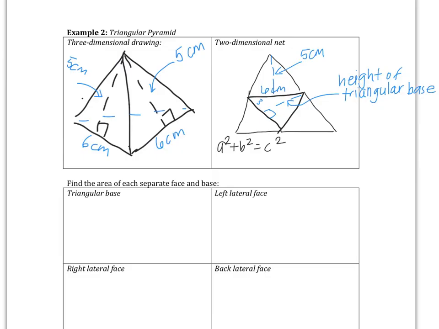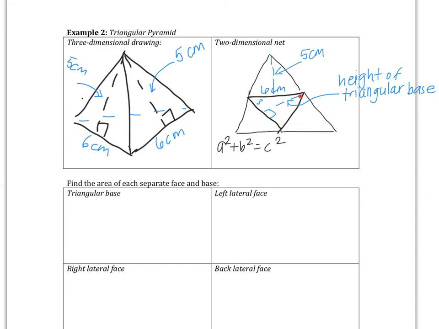Okay, example 2 is a triangular prism. So we have our triangular prism right here, which means its base is a triangle, like that. Its dimensions are 6 and 6, and that's going to be 6 as well. The height is 15 on the slant height. And so I went ahead and drew out the net right here.